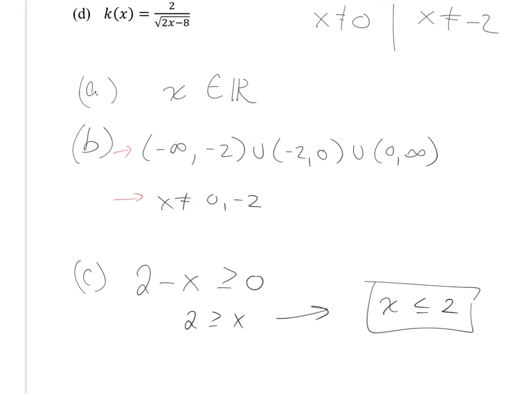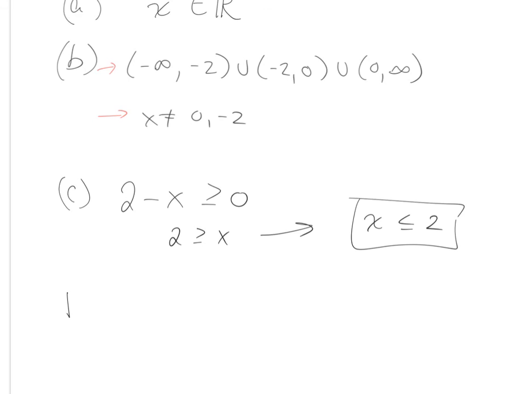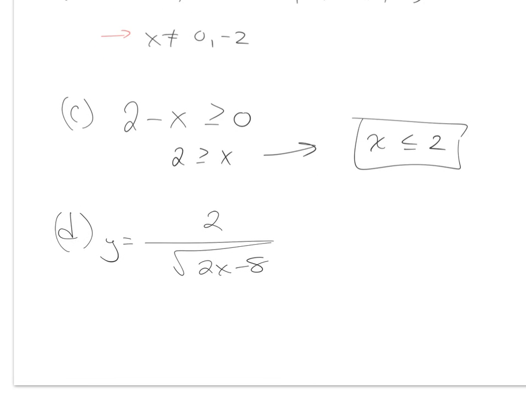So it was 2 over the square root of 2x minus 8. Wait, so if x equals 2, you get 4 minus 8, the square root of negative 4. If x equals 2, you get 4 minus 8. That's negative. It's not going to work. Yeah, so isn't the answer x greater than 4? Let's figure it out. Let's go through it.